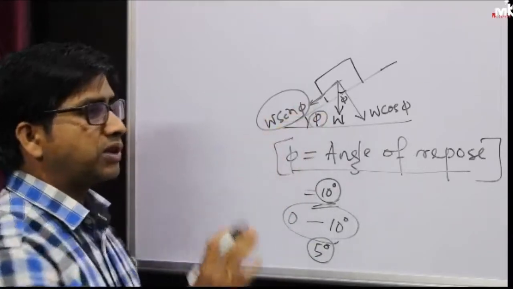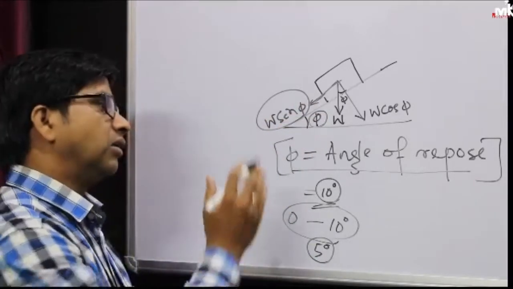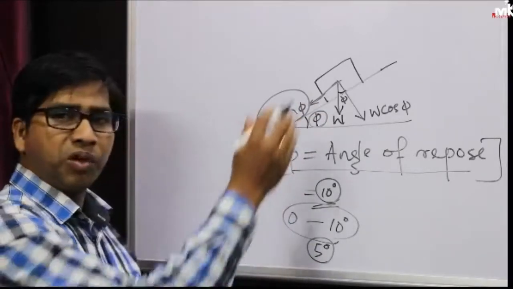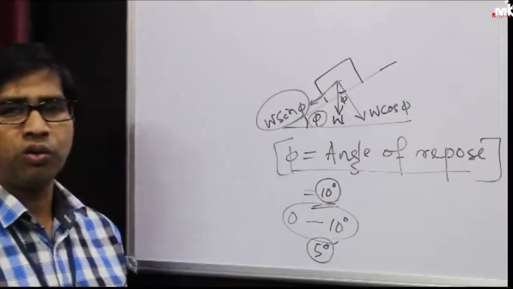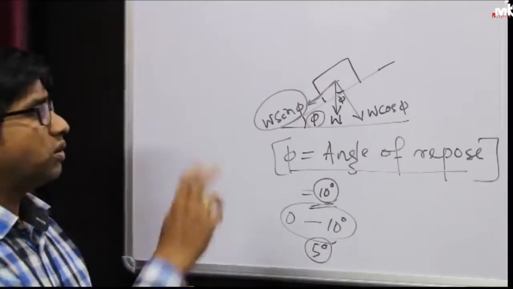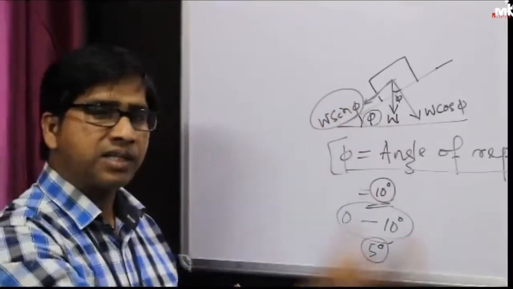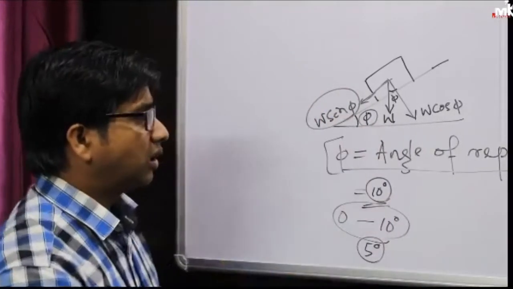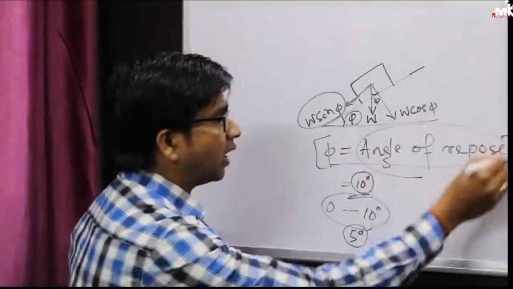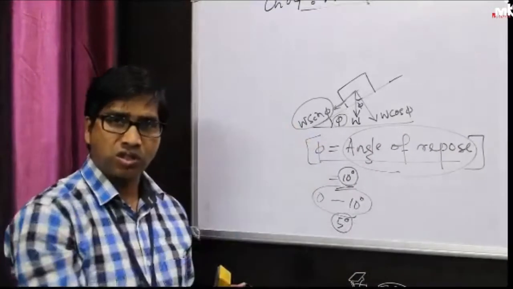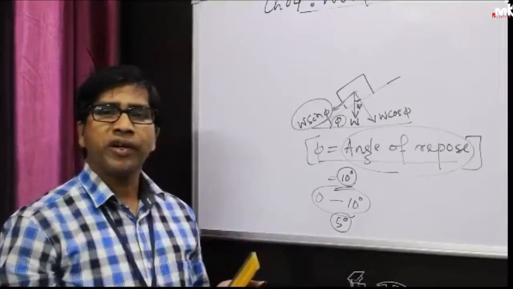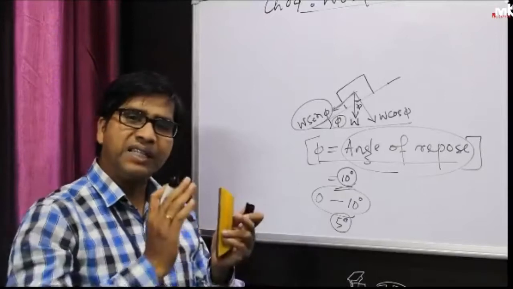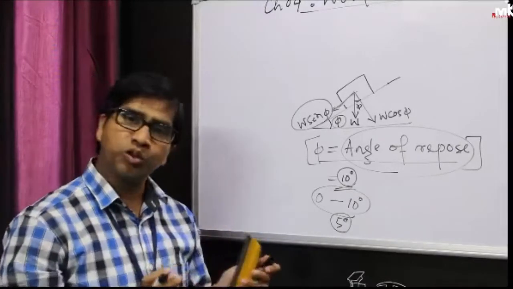So the angle of repose is the minimum angle at which a body just slips downward because of its own weight. So if you analyze this angle of repose and the angle of friction as I have discussed, these are different concepts, but magnitude-wise both are the same.